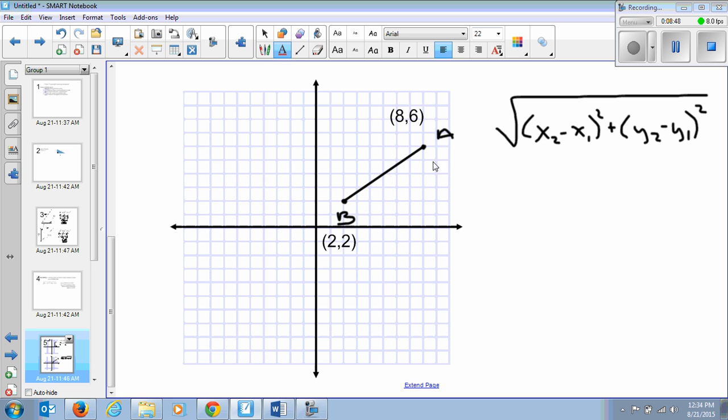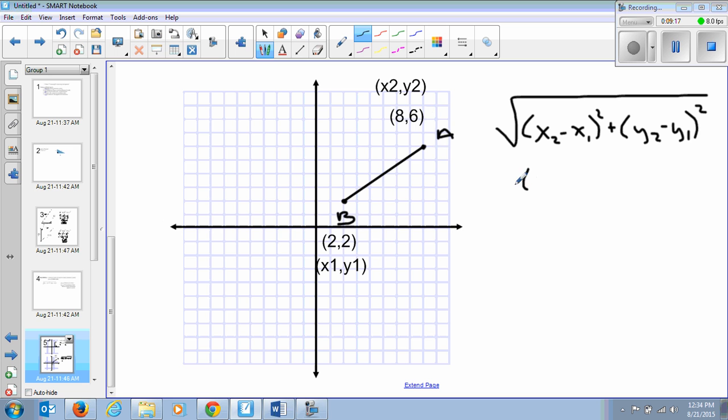Now we just need to give them a name. Well, since this was the first point I counted, I'm going to call this x sub 1, y sub 1. It means nothing mathematically other than this was my first point. So if that's my first point, this is my second point. So I'm going to call this x2, y2. The only reason I'm writing that out is because now it's going to make the distance formula easy. So I want to plug these numbers in.